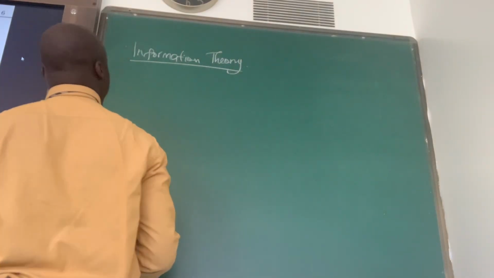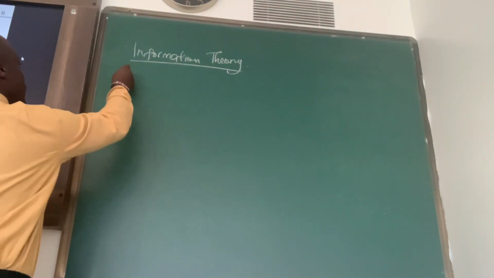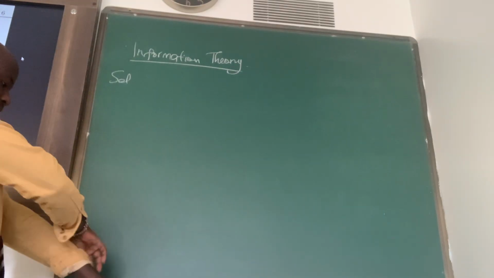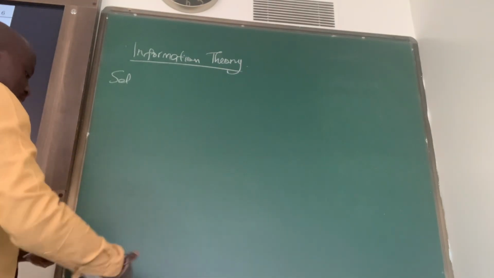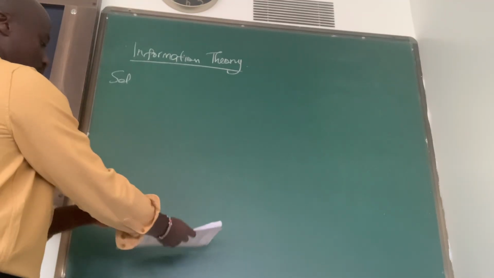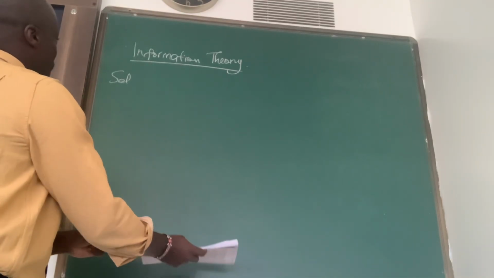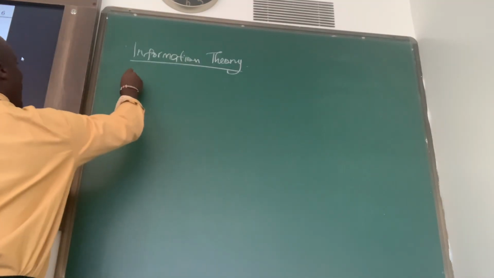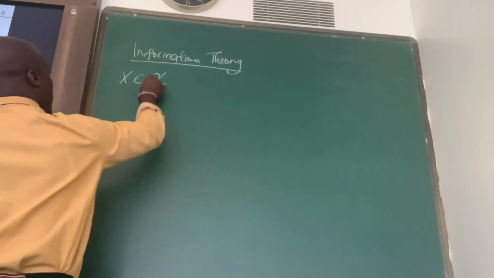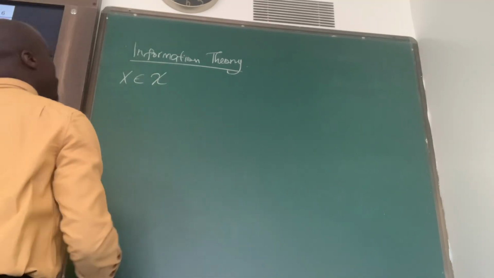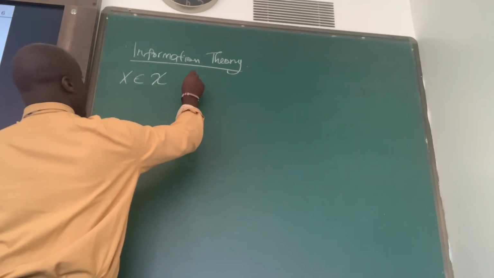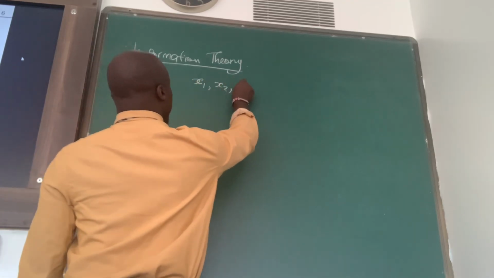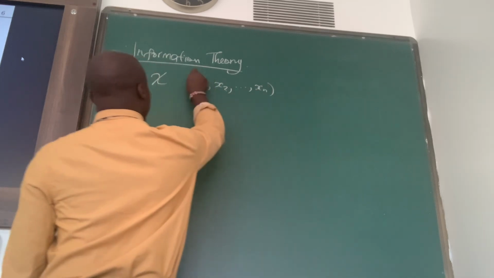And we started with the basic unit, which is the self-information. And the self-information, that's from a random variable. So let's just assume you have your random variable x, which is in the alphabet X. Okay, so we can assume x is made up of components like x1, x2, and so on up to xn.